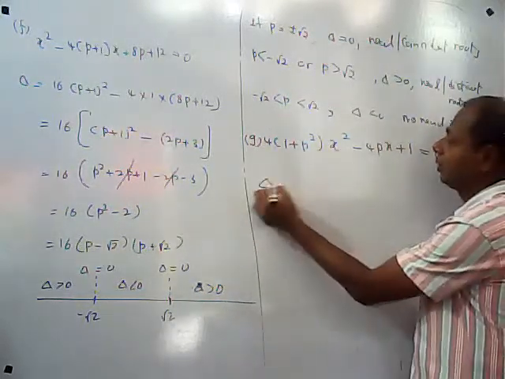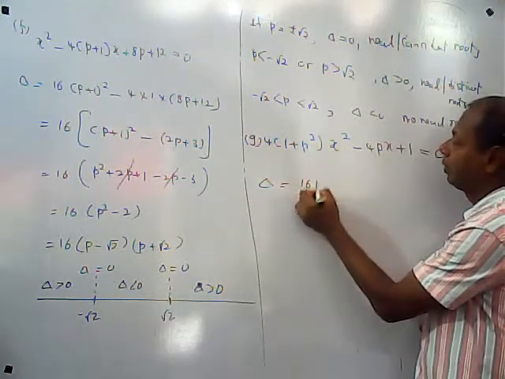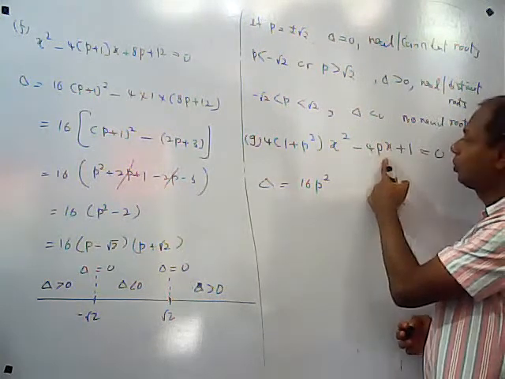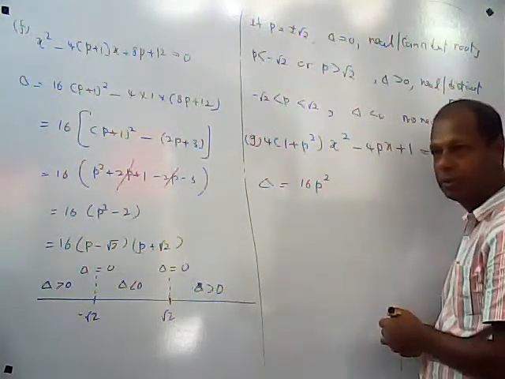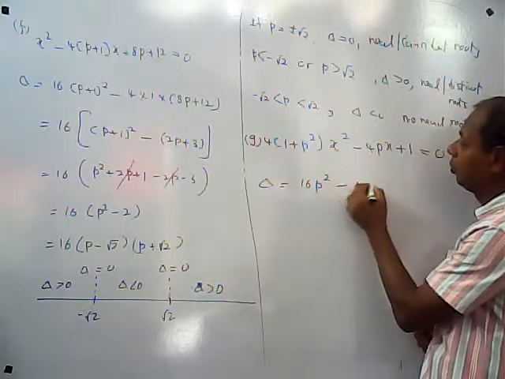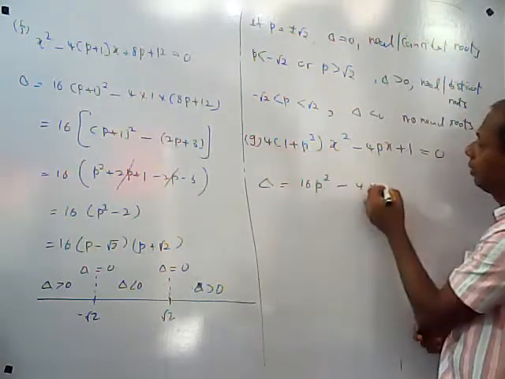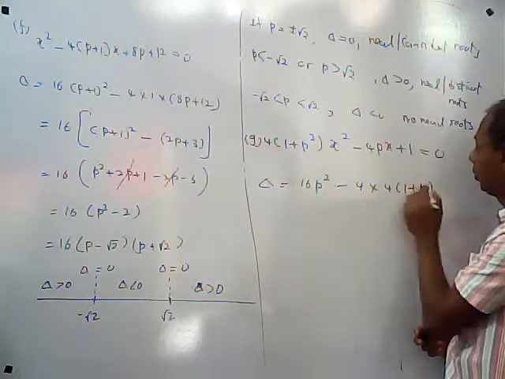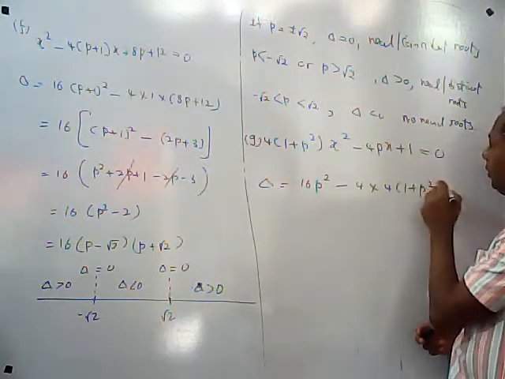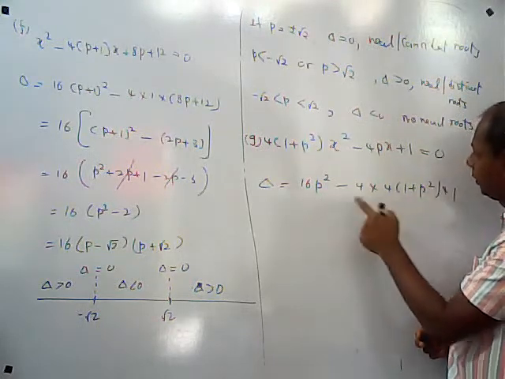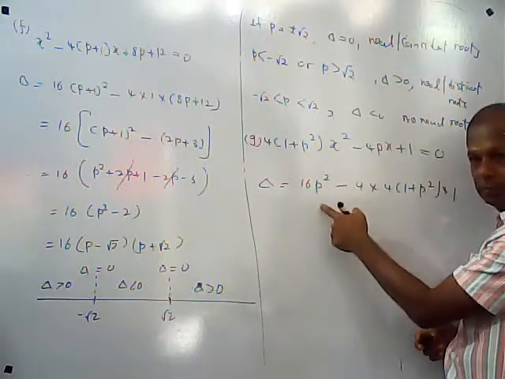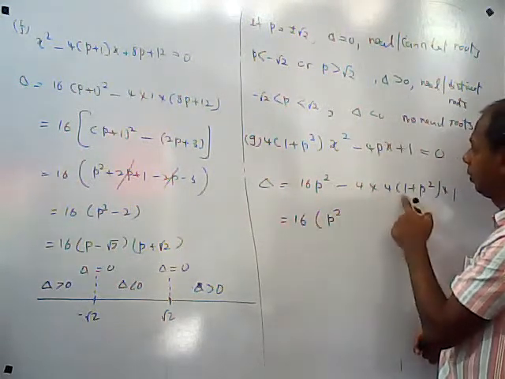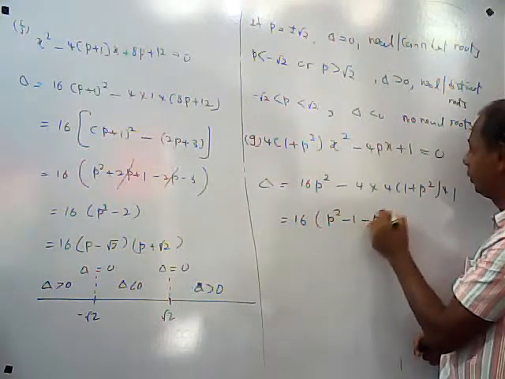So delta is b squared, 16p squared, minus the clear known. When you square minus 4p, it still gives 16p squared. Minus 4ac is again 4 into (1 plus p squared) into c. Then 16 is common, you can take it out. It will give p squared minus 1 minus p squared.